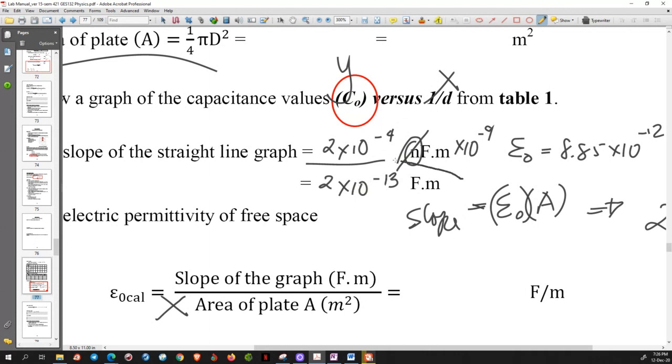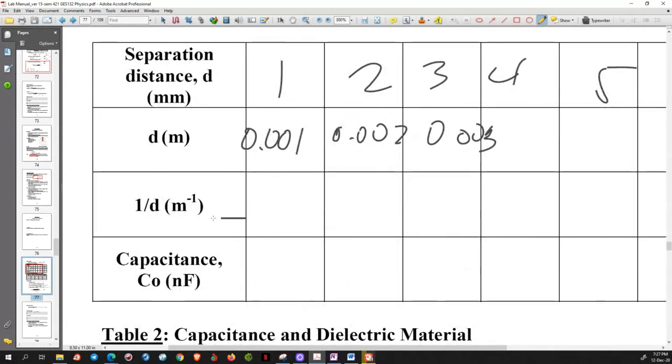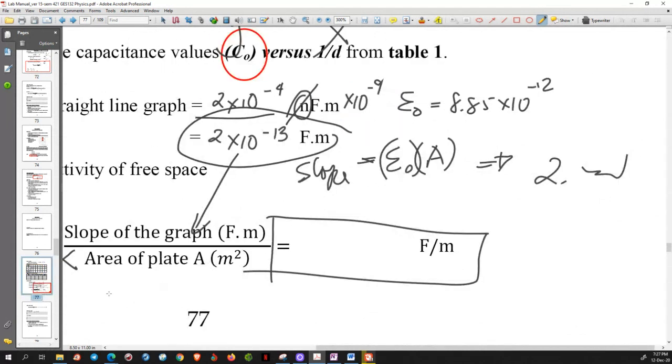Why is this important? Because once you take this slope and divide it by the area of the plate, you will get a very good answer for your epsilon and can find the percentage error. Any questions? So the secret is finding first a good measurement for your capacitance, and then finding, among those measurements on the line of your graph, what is a good slope.